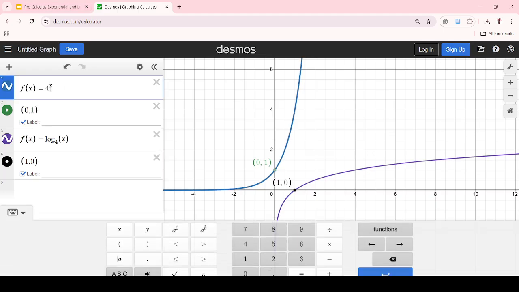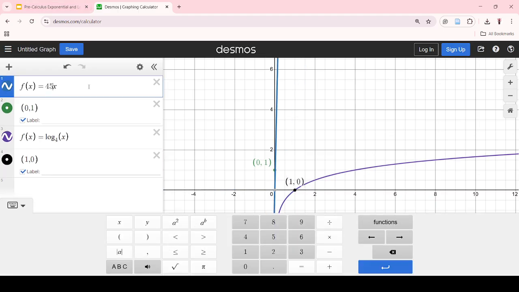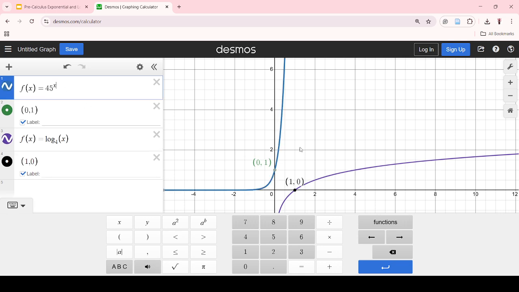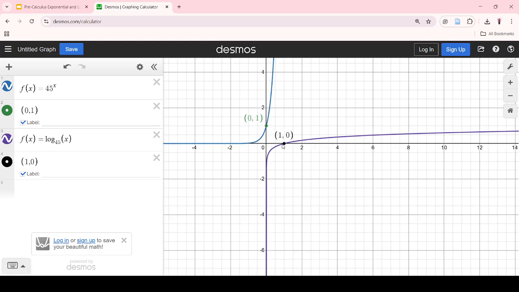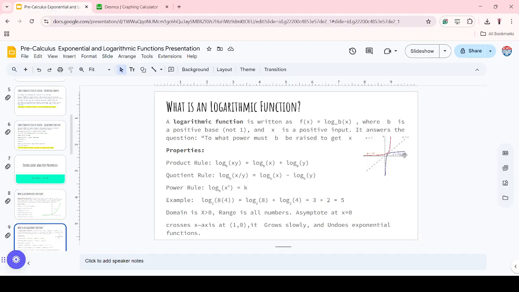We'll do one more mirroring one. Let's just change it to 45 to the power of x. Of course, it already intersects on our y-axis at 0, 1. And then, as you also see here, it intersects on our x-axis at 1, 0. So this is how you can see the mirroring between the two different types of functions.